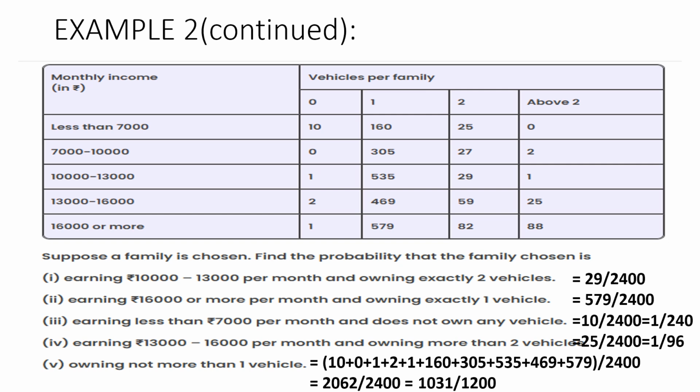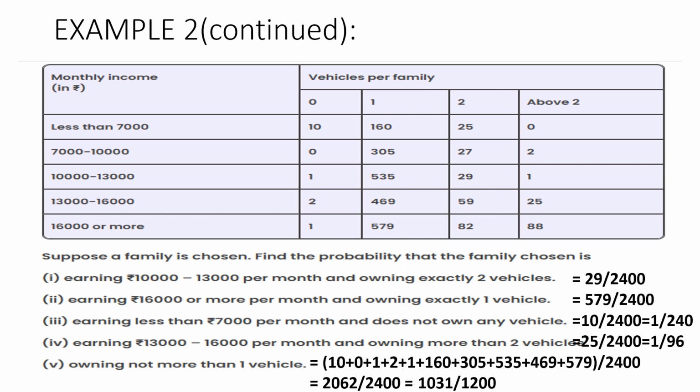Similarly, less than 7,000 per month and does not own any vehicle. So 0 vehicles and less than 7,000. So that is 10 upon 2400 or 1 upon 240. Earning between 13,000 and 16,000 and more than 2 vehicles. It is 25. So 25 upon 2400 or 1 upon 96.